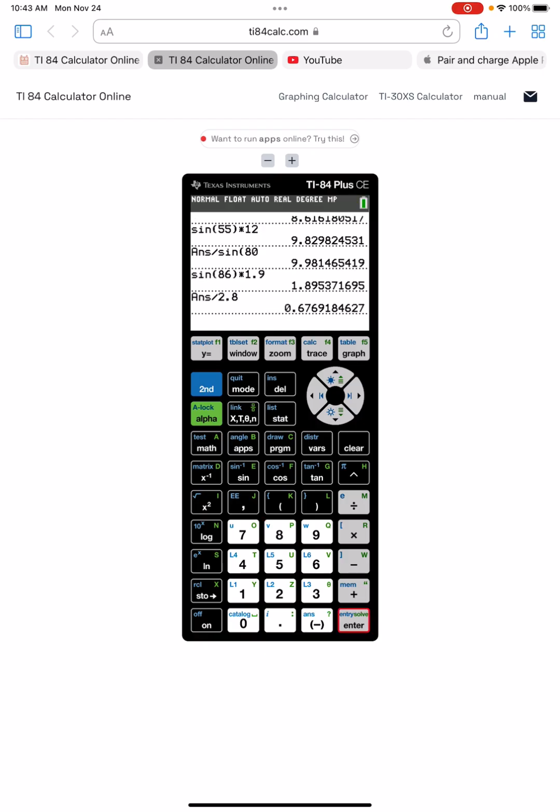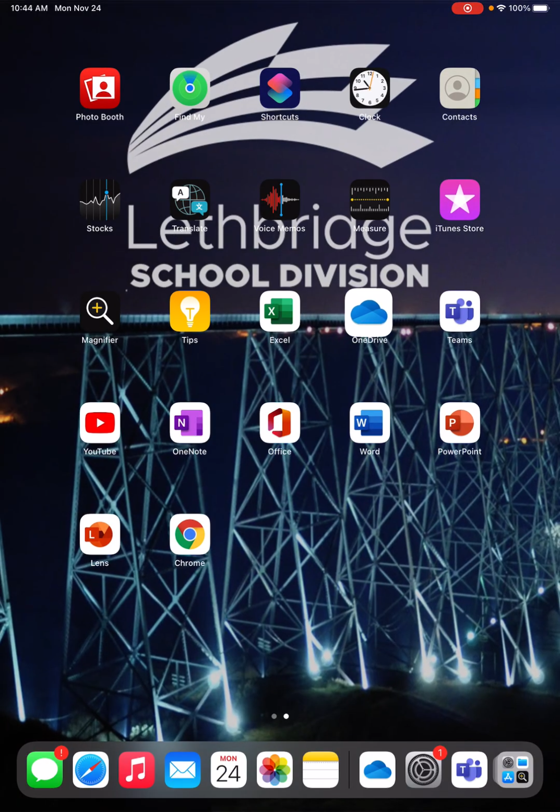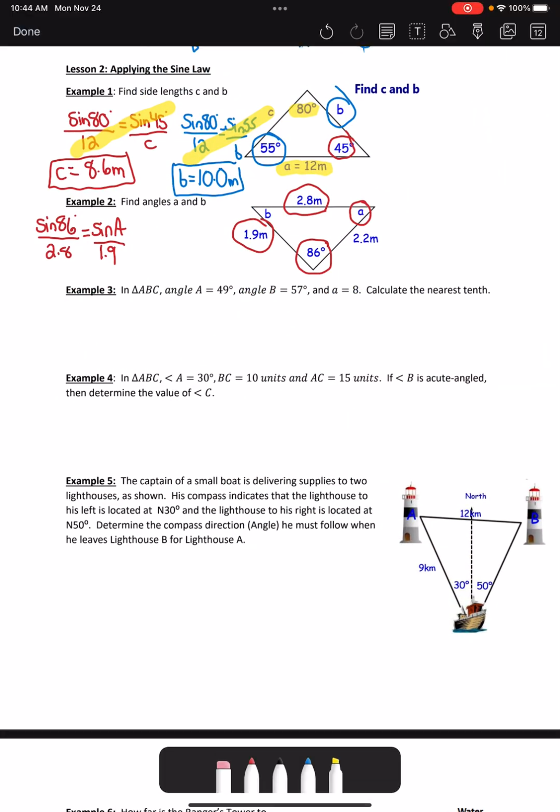So I'm going to go sine 86 bracket times 1.9, enter, divided by 2.8, enter, and then you get a decimal. So to get that to an angle, right, you always do the second function. So second function sine, we're going to go second answer to use that decimal, and we get 42.6 degrees. Okay, so I'm going to go angle A is 42.6 degrees. All right, and let's do the next one.